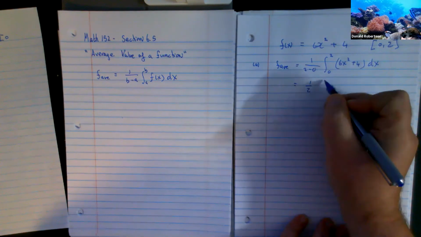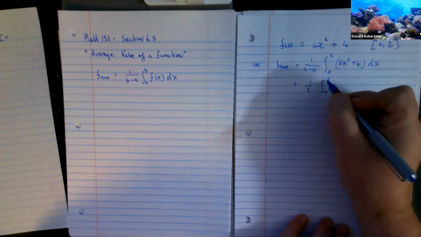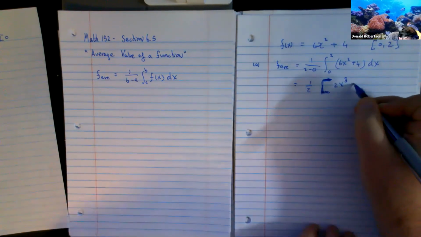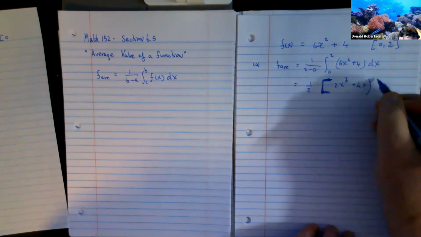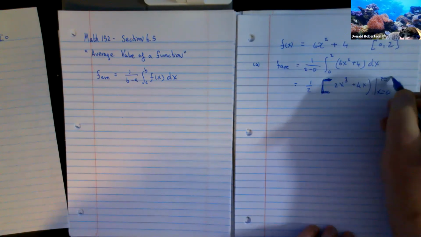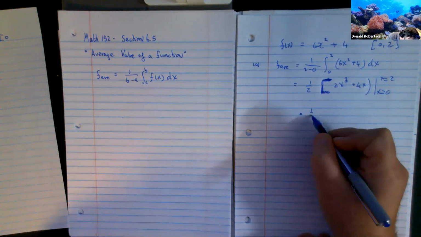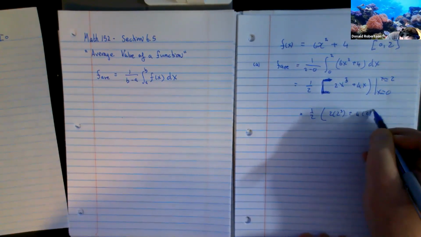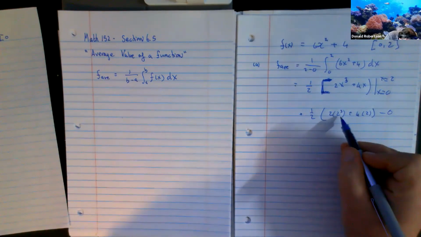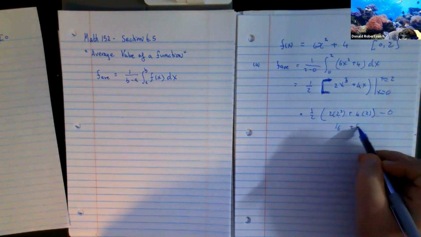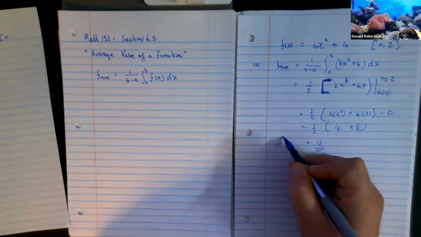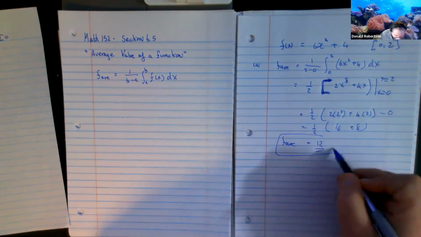It's going to be 1 over 2. Add 1 to the power and divide by the new power. Evaluate at 0 and 2. And what do you get? Well, you get 2 lots of 2 cubed plus 4 lots of 2. Take away all of the zeros. 2, 4, 8, 16. Add another 8. 24, half of 24 is 12. So the average value is 12.